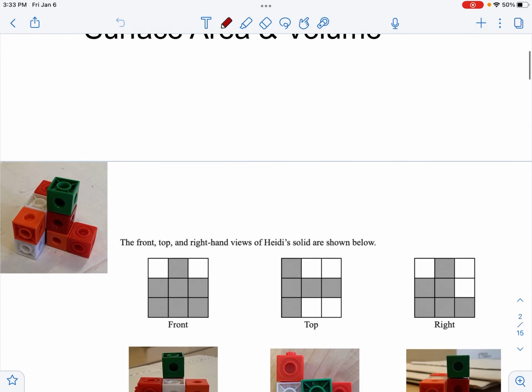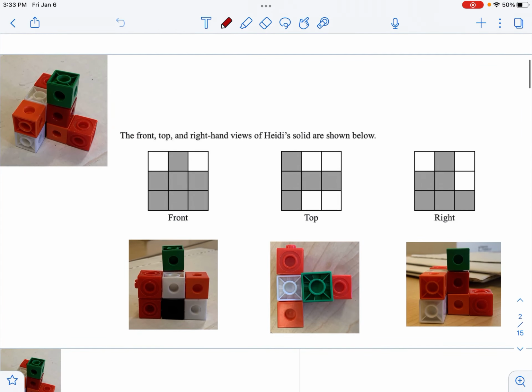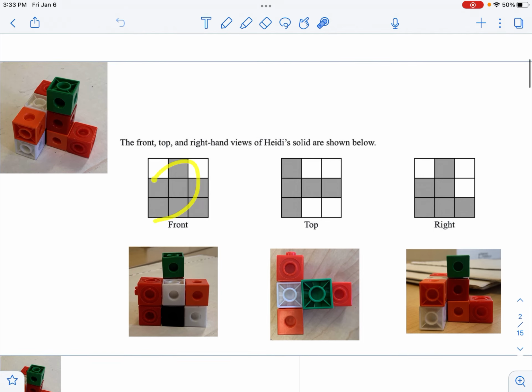All right, so let's start looking at surface area and volume. So first, we are given a solid and we are shown the front, top, and right-hand views of that. So when we build it with blocks, you can see how the front view here matches up with the blocks here, and the top view and the right view, and then in the top left corner, there's kind of a sideways view of the blocks.